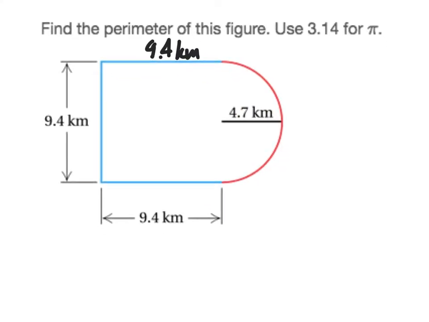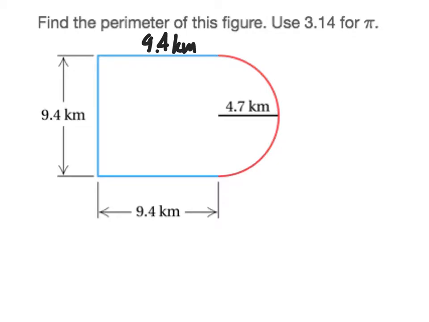So let's talk about our perimeter, okay? Let's write out P, perimeter, and that's going to be equal to 9.4 plus 9.4 plus 9.4, okay? And all I'm doing is just adding up these sides. You could also just take 9.4 and multiply it by 3. But now we have this half circle, okay?